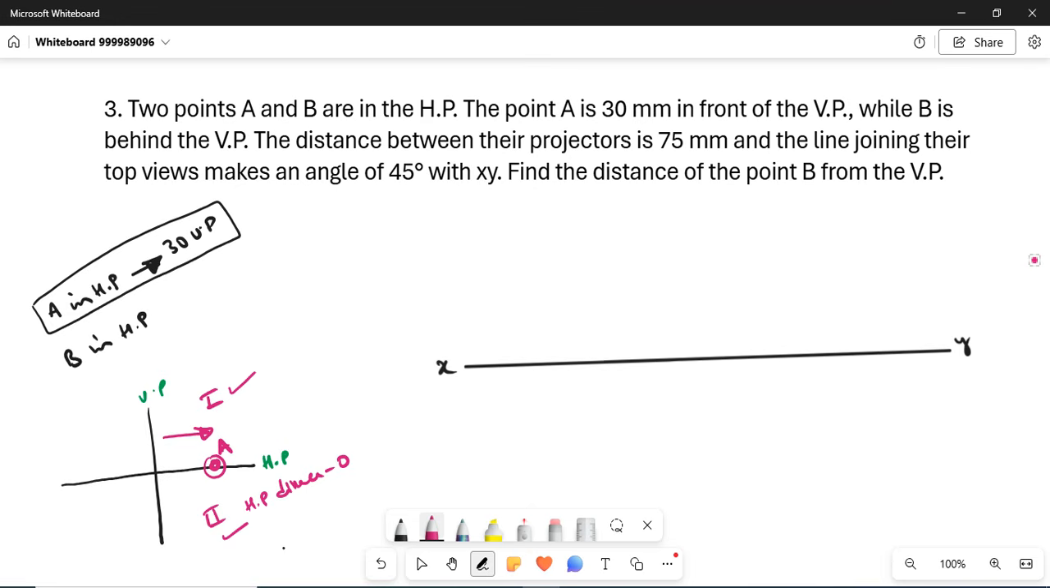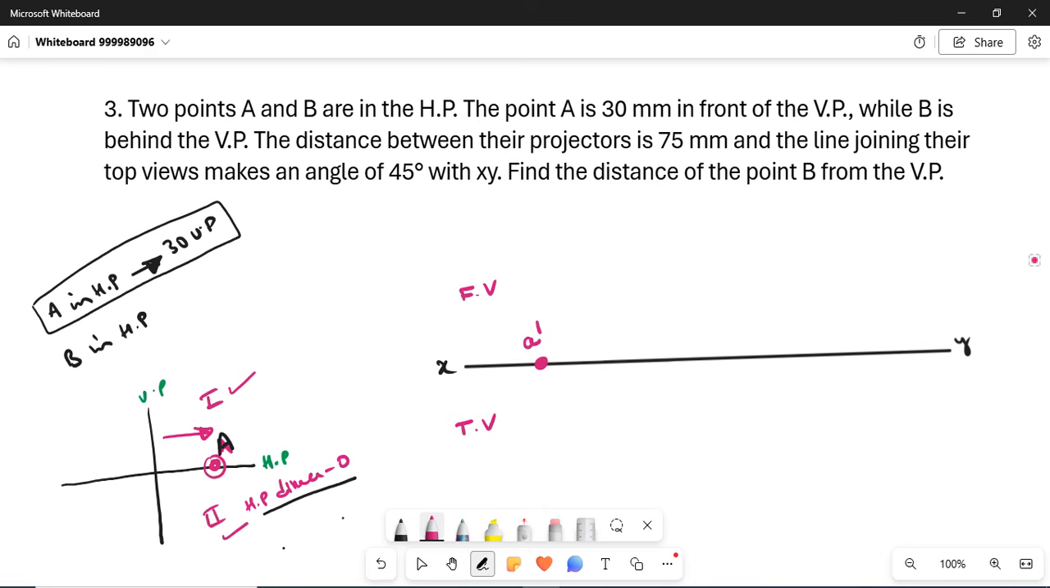Because it is the first quadrant, we know that in the case of the first quadrant, above the XY line is the front view and below the XY line is the top view. So first of all, mark the front view. Because the object is A here, the front view name will be A dash. So A dash we have to mark above the XY line with the HP distance. But in this case, A is in the HP, which means the HP distance will be 0. Hence, we have to mark the A dash point exactly on the XY line.